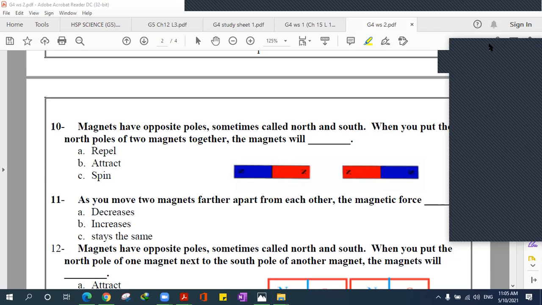Repel. Okay, it's north to north. They are the same poles. Why would they attract? No, they will actually push each other away. So it will be repel.